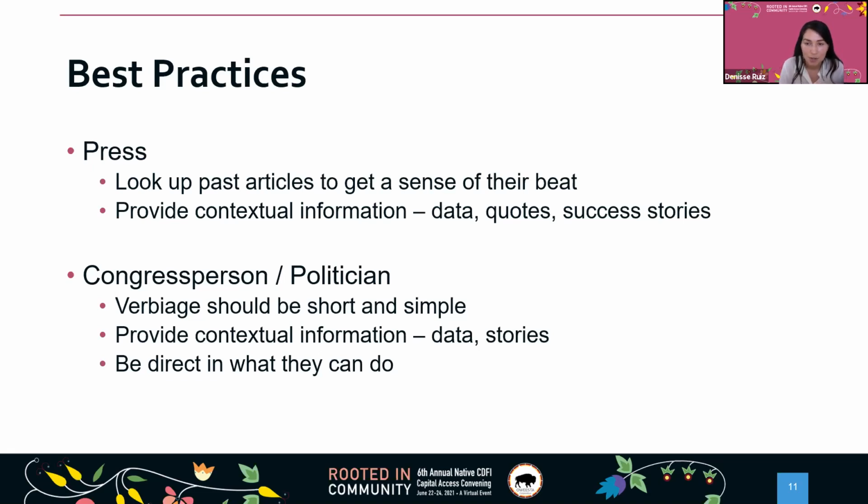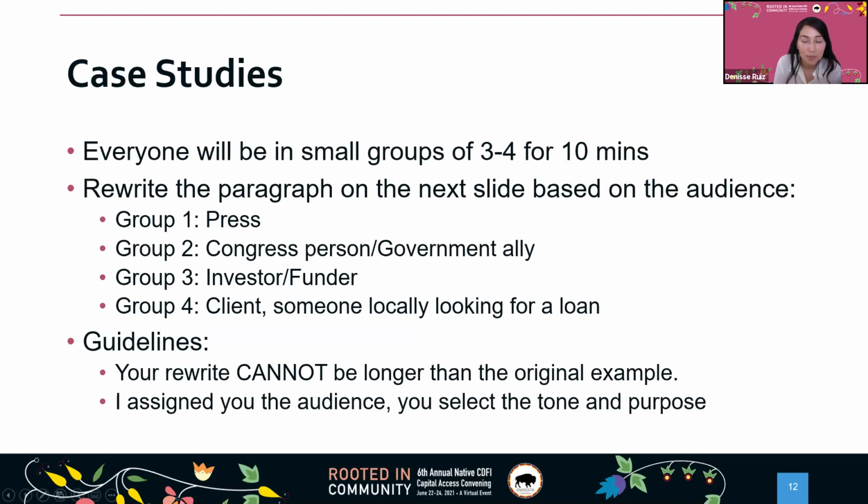Okay, and so finally, we are going to do another breakout. This is very similar. You are going to use the same source material as last time, but this time I want to switch it up. One of you is going to do this for the press, and the other group is going to do it for the congressperson or the government ally. Do you guys have any questions? It seems like you killed it last time, so I'm sure you'll do it well again.